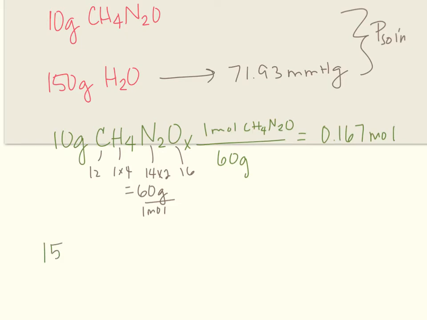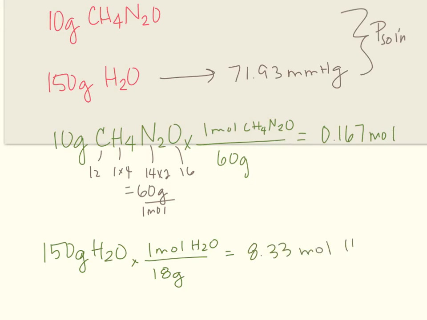And then I'm going to do the same thing for water. So I have 150 grams of H2O. There's 18 grams of water in 1 mole of water. So it's 150 divided by 18, which is 8.33 moles of H2O. And so if I were to find the percent of water in this solution, then I would take the amount of water and divide by the total sum and then multiply by 100.